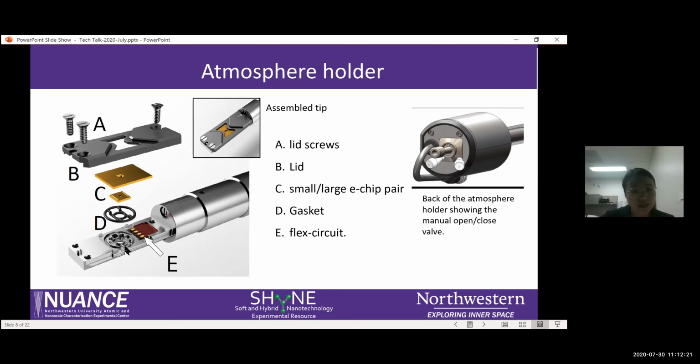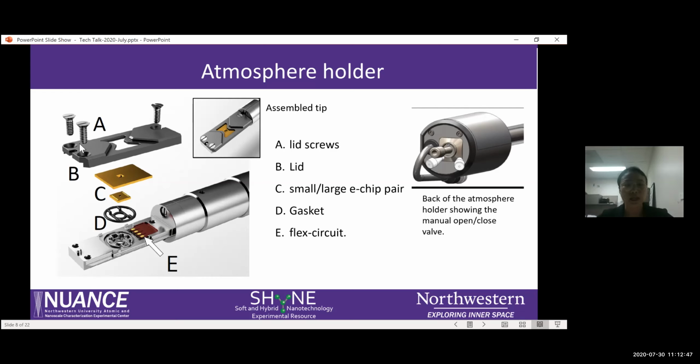So we can see that these two parts are a gas inlet and outlet. There's no preference which is inlet and which is outlet. You can select one as in and the other as out for the gas flow. We have this D, a gasket. It's kind of an assembly of two O-rings to seal the two chips, the smaller and big chip, to prevent the gas leak to the microscope.